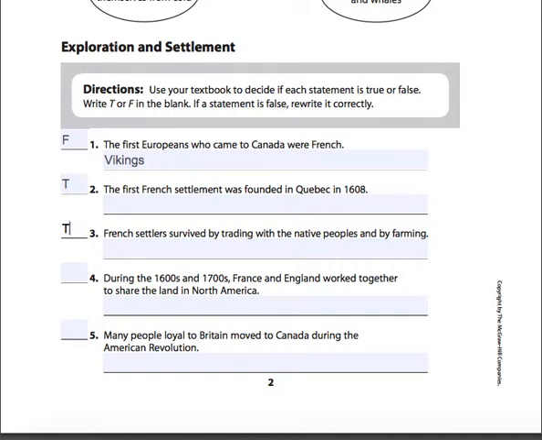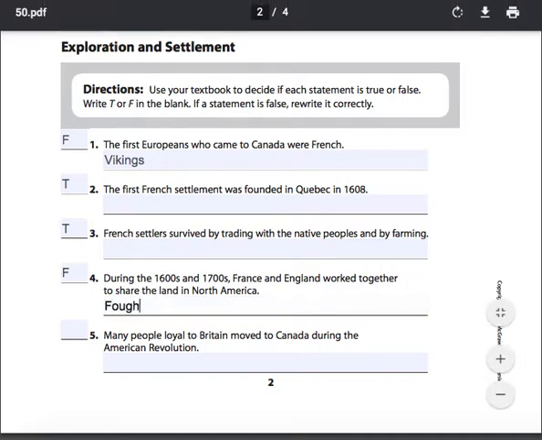Number 4, during the 1600s and 1700s, France and England worked together to share the land in North America. That's going to be false because they were fierce competitors and they fought over the land.